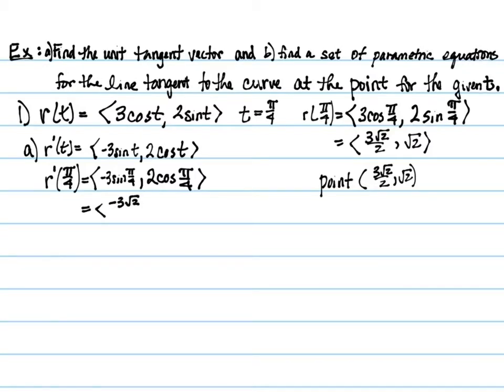Negative 3 square root 2 over 2 and square root 2. Very similar to the ordered pair because sine and cosine have a cyclic nature to it, of course. And because pi over 4 is a very nice value since they're matching. That's pretty friendly.